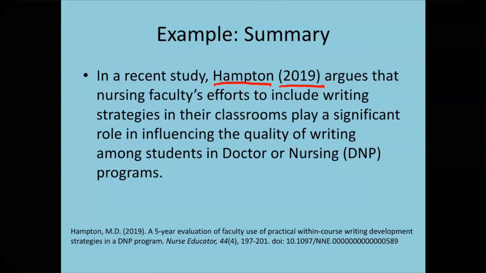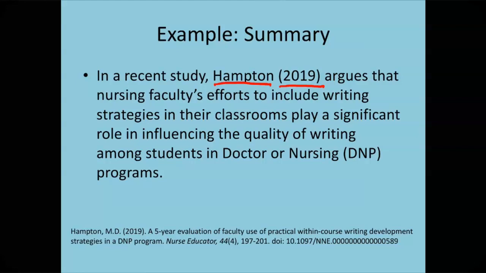I'm not going to review them with you, but I did include some links to some great resources in the resources section in this module that will give you guidance on those. So in the recent nursing study, Hampton 2019 argues that nursing faculty's efforts and so on, and then I'm summarizing my understanding of the text, and these are all my own words. I didn't take pieces from Hampton's article. This is just all my own writing.